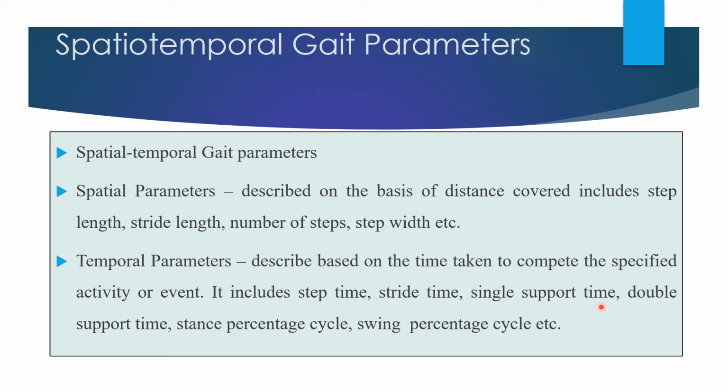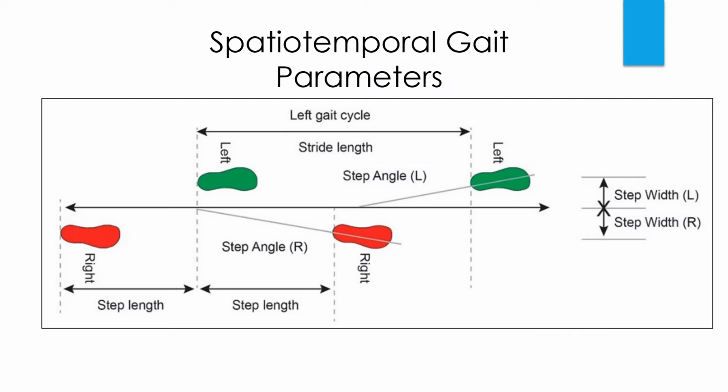Single support is nothing but for how much duration you are holding your body weight on a single leg, and double support is how much duration you are taking support of both legs. Then there are stance percentage cycle and swing percentage cycle. So at a broader level, it will check how much duration, in terms of percentage, is utilized by the stance and swing phases. To explore further the spatiotemporal gait parameters, this is a visual explanation of it.